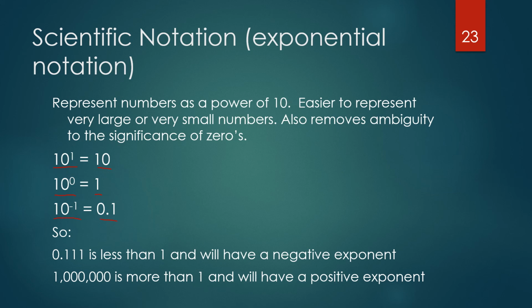Some things that you're going to notice here is that if we have a positive exponent, like in this first example, 10 to the positive 1, the number is going to be greater than 1. When you have a negative exponent, down here, 10 to the negative 1, the number is going to be less than 1, in this case, 0.1. So negative exponents are going to be less than 1. Positive exponents are going to be greater than 1. And we're going to use this when we're going between normal notation and scientific notation.